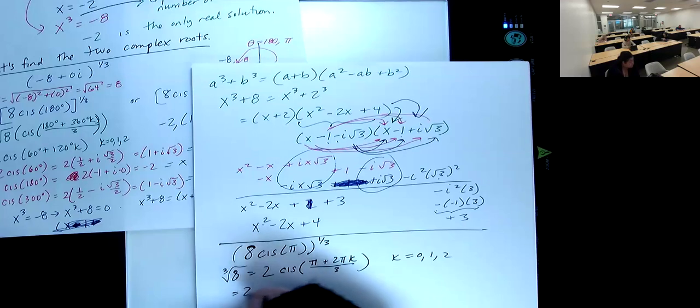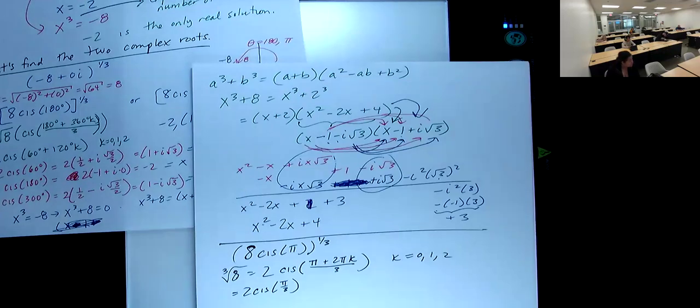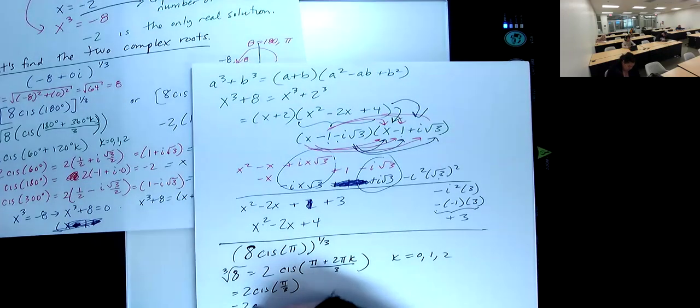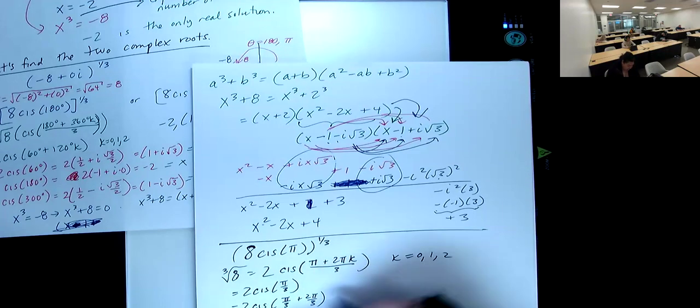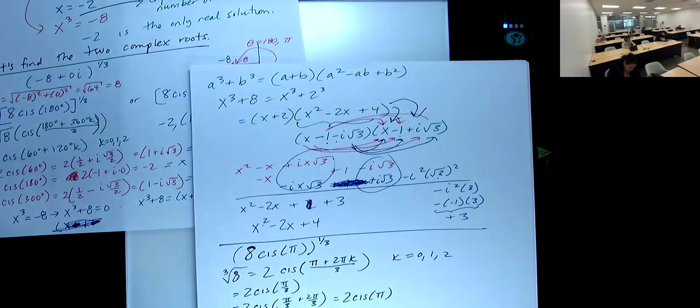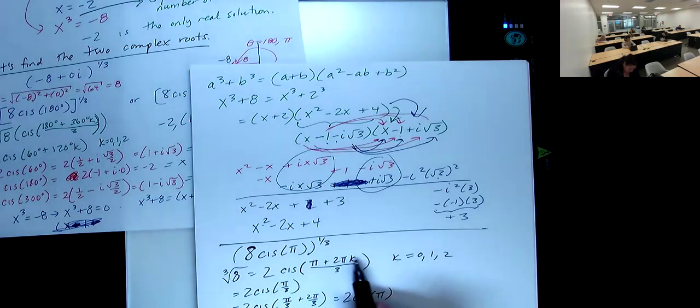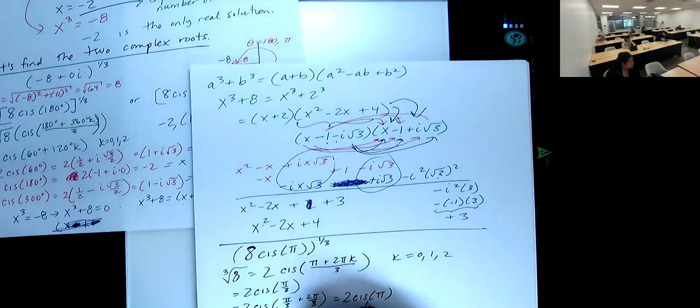So you get 2 cis pi over 3. We get 2 cis of pi over 3 plus 2 pi over 3, which is 2 cis pi. And for k equals 2, 2 times 2 pi is 4 pi over 3, which gives 2 cis 5 pi over 3.